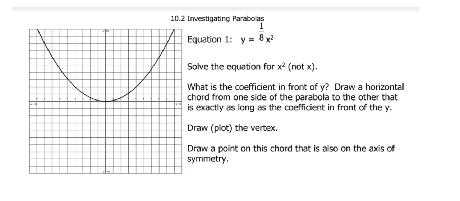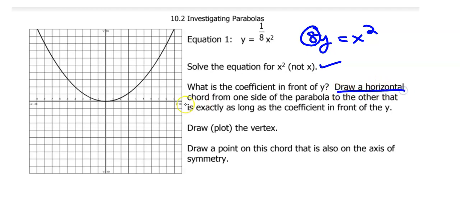But the first thing I want you to do on this is to look at the equation y equals 1/8 x squared. And I just want you to solve the equation for x squared. And notice the directions say not just for x, but just get the x squared term by itself. So if we do that, we're just basically multiplying both sides by 8 here, and we get 8y is equal to x squared. So that takes care of that part. It says, what is the coefficient in front of the y? Well, our coefficient is 8.